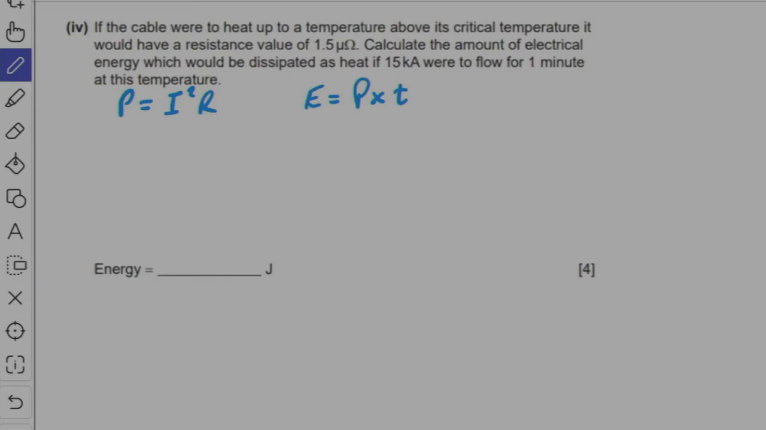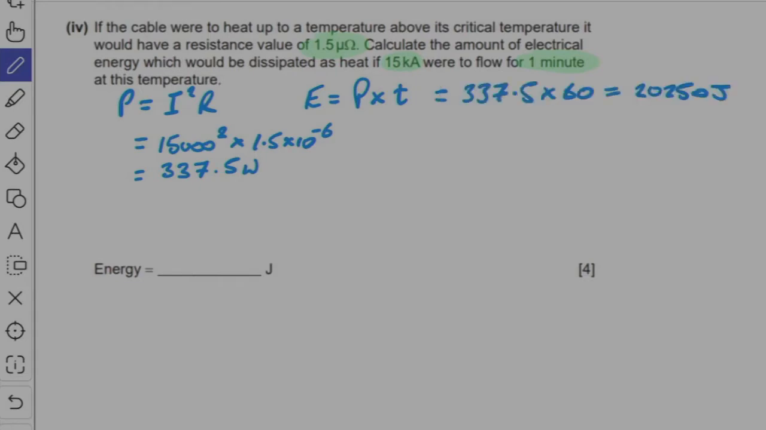Go, but we'll do it in 2 parts. So we've got 15 kiloamps, 15,000 amps squared times 1.5 times 10 to the minus 6 to give us our 1.5 micro ohms. Put that through our calculator. 337.5 watts, and then we do power times time on that. And we get 20250 joules. Now all our input numbers are only to 2 significant figures, so we should quote that to 2 significant figures. So 20,000 joules, or 2 times 10 to the 4 joules, whichever way you want to write it.